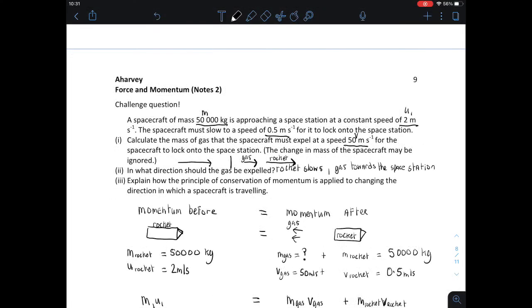In part 3, we're asked to explain how the principle of conservation of momentum is applied to a changing direction in which the spacecraft is traveling. So anytime we're asked to explain the principle of conservation of momentum, you state the principle of conservation of momentum. That is, the momentum before a collision is equal to the momentum after a collision, providing no external forces act. And from here, we relate this law to the movement of a rocket. So when gas is expelled, the rocket moves in the opposite direction. This allows it to change direction. So gas is expelled, rocket moves in opposite direction.